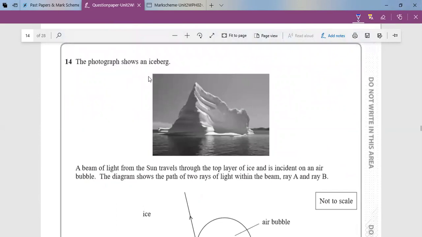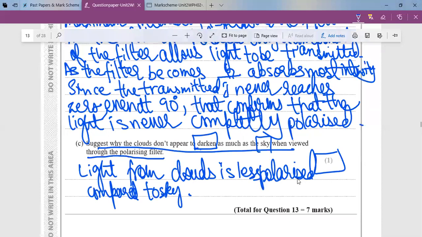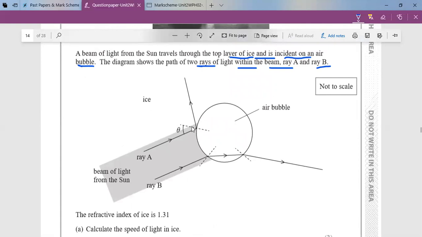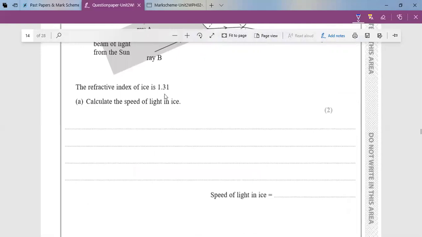Okay, we've got an iceberg over here. The beam of light from the sun travels to the top of the layer of the ice and is incident on an air bubble. The diagram shows the path of the two rays of light within the beam, ray A and ray B. You've got this air bubble over here and these two rays. This is being reflected there, and this is being refracted, meaning it has been transmitted. There you go, you've got the refractive index, and they need the speed of light in ice.